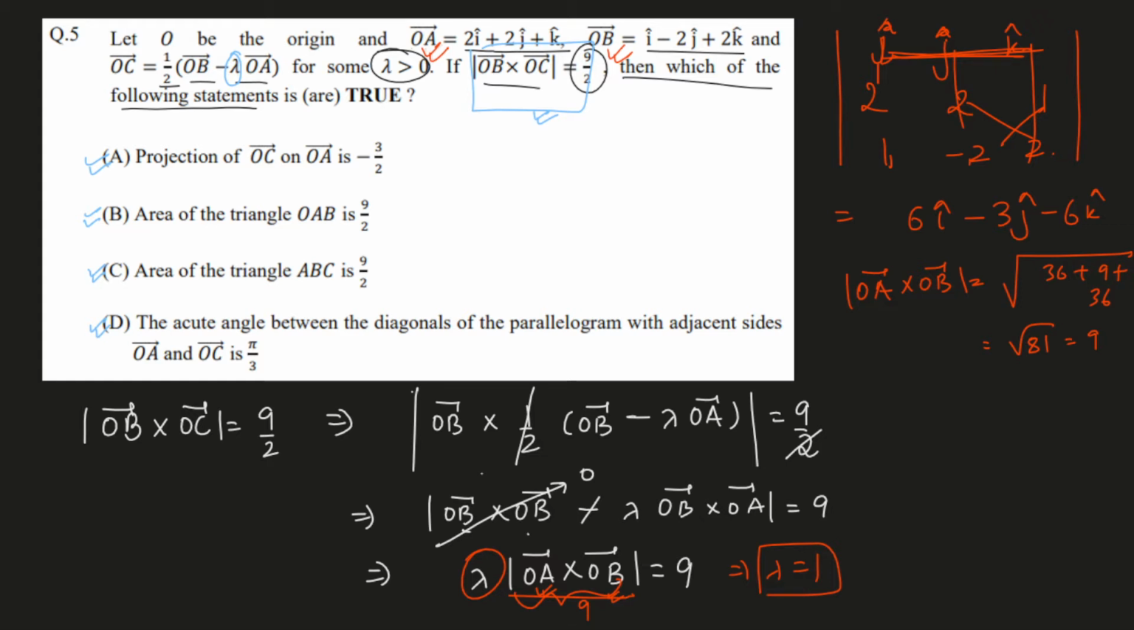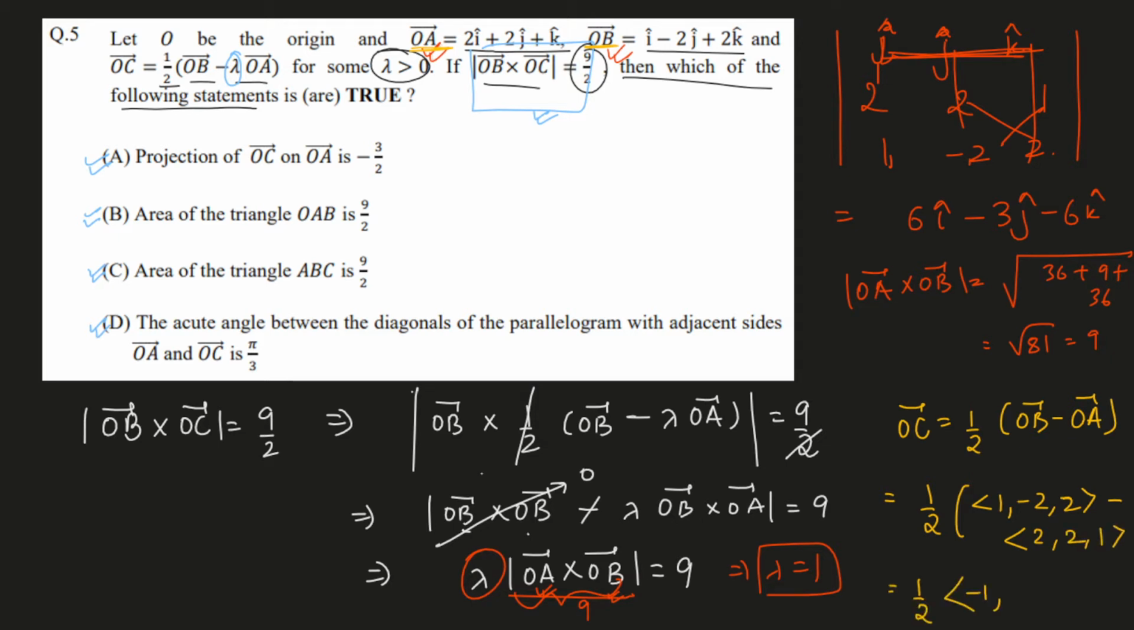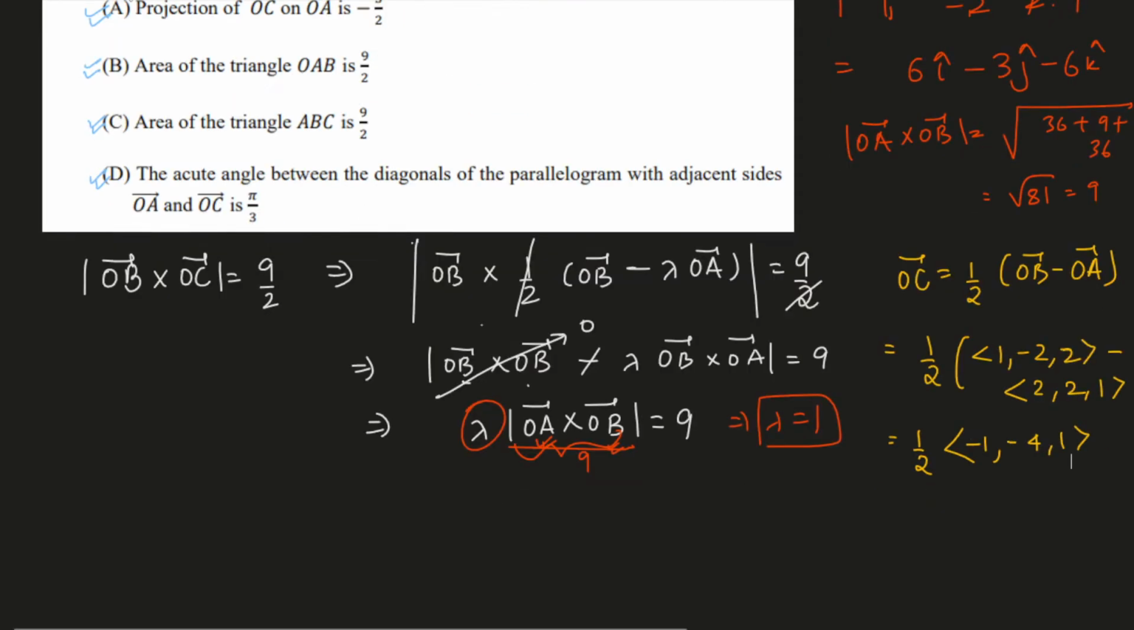So we know what OA is, we know what OB is. Now the vector OC is equal to half of OB minus vector OA. So this is equal to half of vector OB, which is 1, negative 2, 2, minus 2, 2, 1. And this is half of what? 1 minus 2 is negative 1. Negative 2 minus 2 is negative 4. And 2 minus 1 is 1. And so the vector OC is then equal to minus i over 2 minus 2j cap plus k cap over 2.